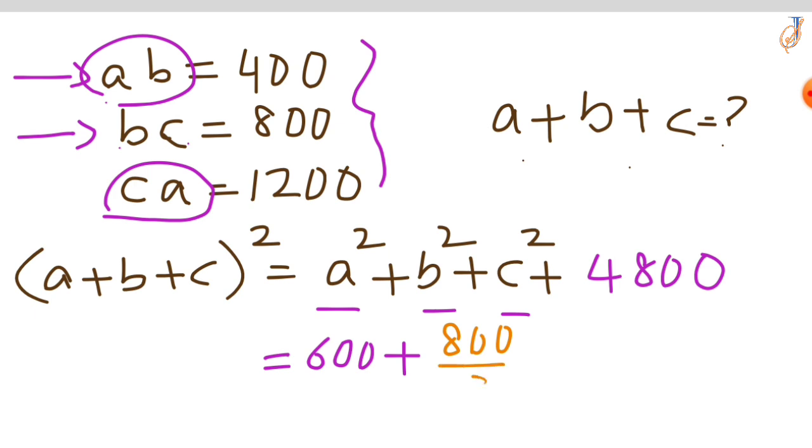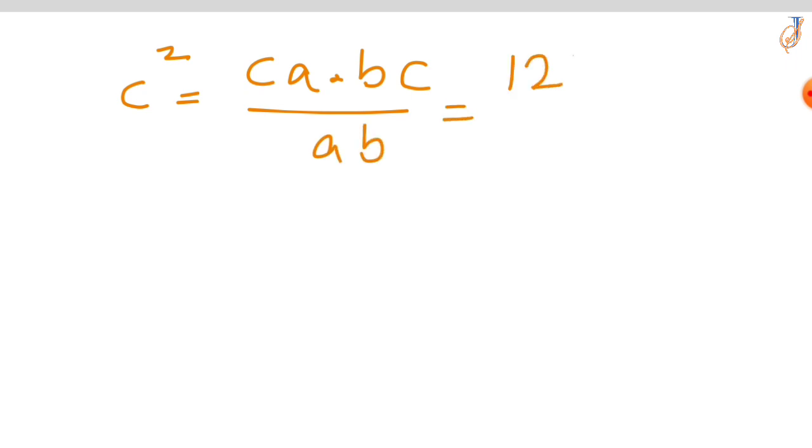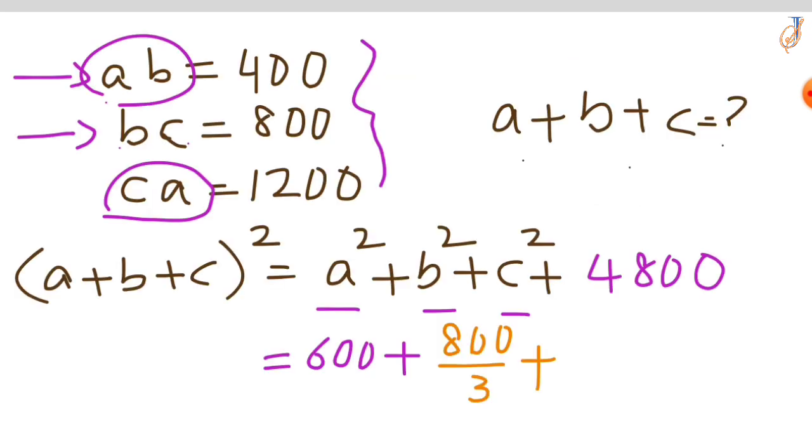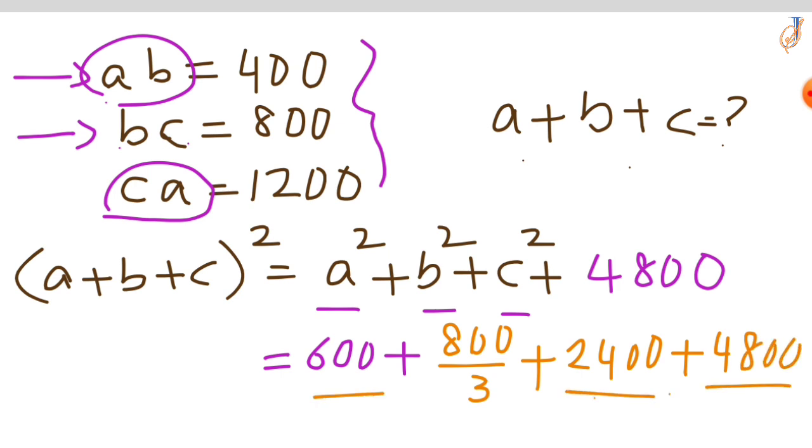Plus, still we need to find the C power 2 value. To get C power 2, multiply CA times BC divided by AB. CA is 1200, BC is 800, divided by 400, then you will get 2400. That is your C power 2. First add these three values: 2400 plus 600, which gives 3000. 3000 plus 4800, which gives 7800.